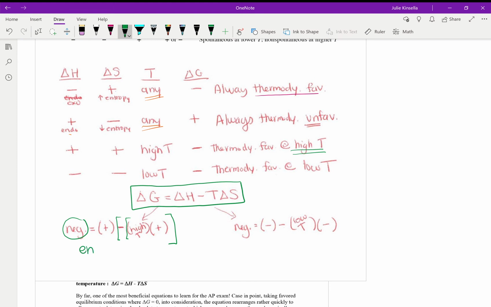The other thing is sometimes you'll see on an AP question, they'll talk about how this is entropy driven. And that just really has to do with the fact that entropy is positive, so it's favorable. That's going to help drive that reaction to be thermodynamically favorable as long as it's at a high enough temperature.